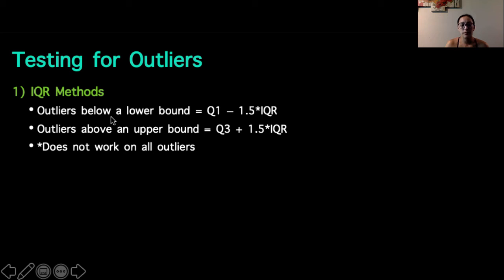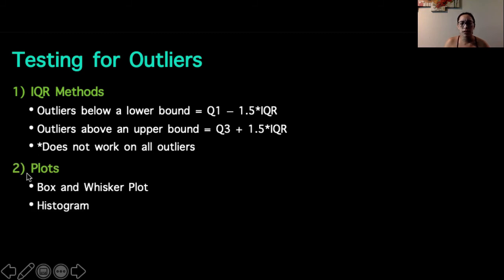Outliers we can test in several different ways. One way is using the IQR method. Remember, IQR stands for interquartile range. So we can identify outliers below a lower bound by looking at Q1 minus 1.5 times the interquartile range, and then outliers above an upper bound by looking at Q3 plus 1.5 times the interquartile range. Note that this doesn't work on all outliers. It's a certain type of method that we can use. There are other methods out there, so it's not by any means the only way.